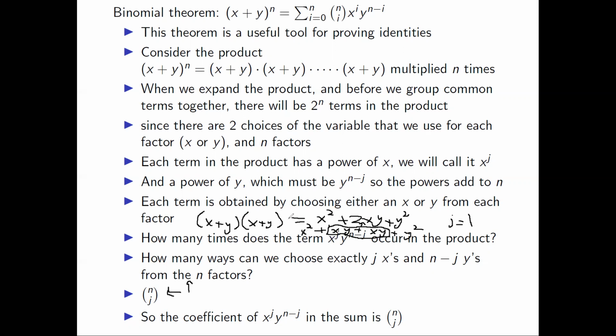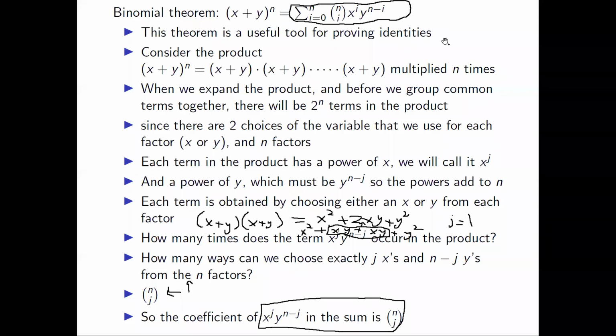And so when we collect the common terms, the expanded product becomes the summation that we see at the top of the slide. So the coefficient that we see of x to the i, y to the n minus i is n choose i, and we're just adding those together. And this is exactly the same as down here. The coefficient of x to the j, y to the n minus j is n choose j. I just used an i instead of a j in the sum at the top. So this is one nice way to see that the binomial theorem is true.